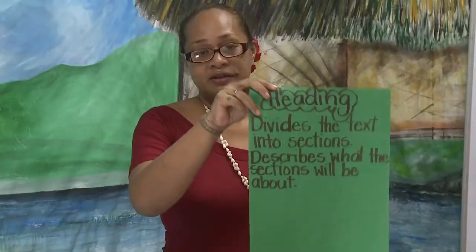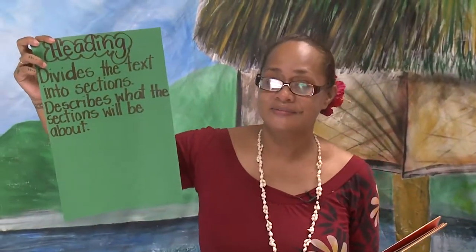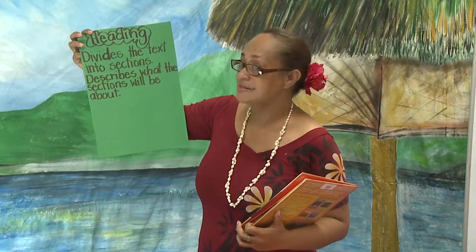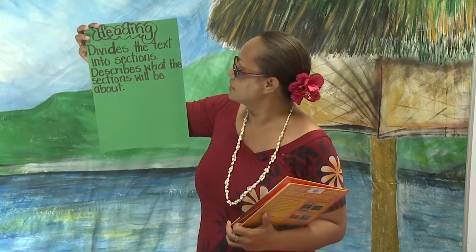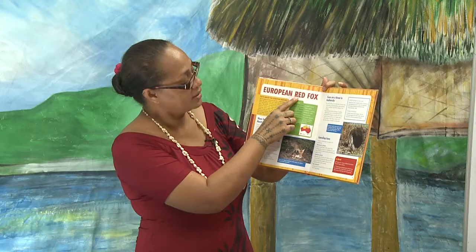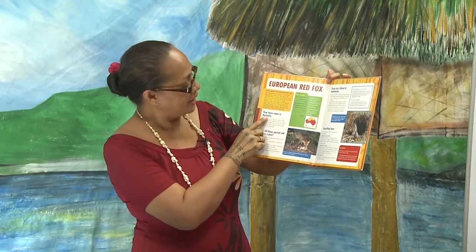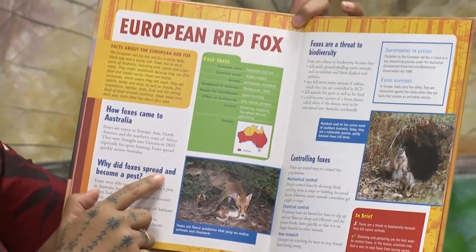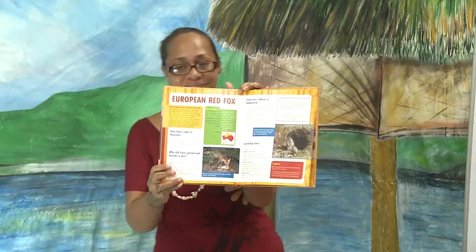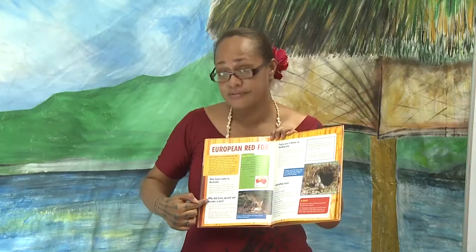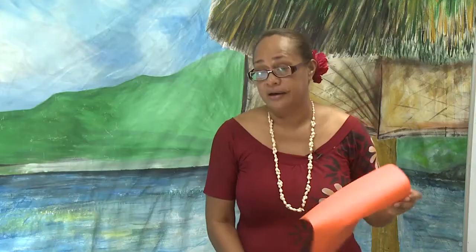Great. The next one is a heading. Remember what I said before about the heading? What does it do? It divides the text into sections and describes what the sections will be about. The heading here is European red fox. In the subheadings, you will see how foxes came to Australia. Why did foxes spread and become a pest? This is an example of a heading, and these are your, what's the word? Subheadings. Very good.